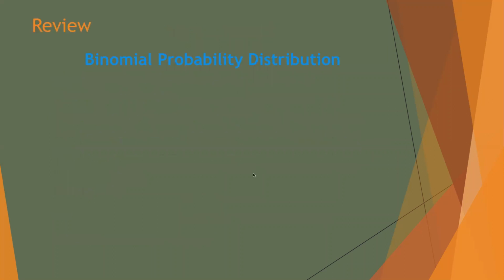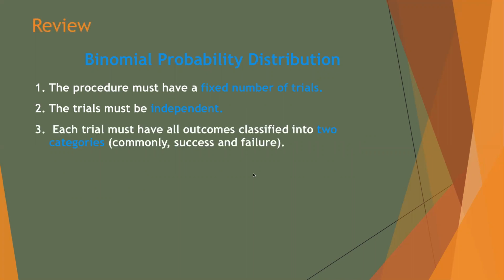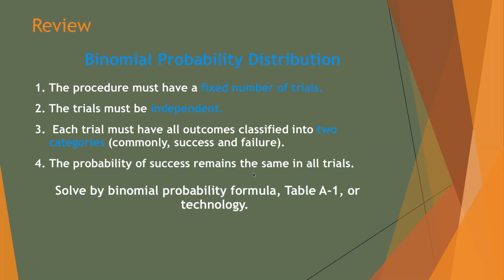So just to review, guys, right, binomial probability distribution: fixed number of trials, trials must be independent, each trial must be classified as one of two outcomes. The probability of success remains the same in all trials. When we solved the binomial probability formula before, I recommended using technology because once you understand the formula, the technology will be the better way of doing it because it's more efficient. And you can refer to other videos for that.